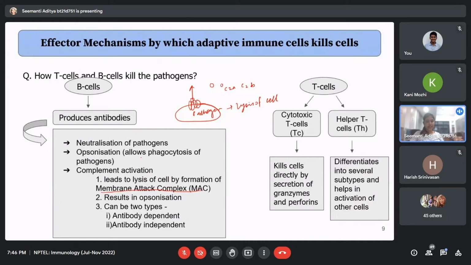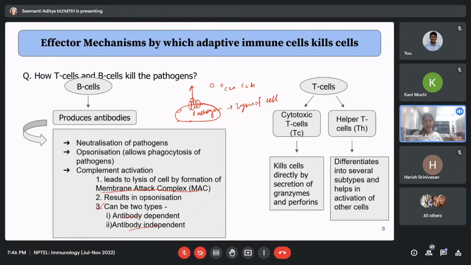Complement activation also results in opsonization. That is, complements can also bind to the surface of the pathogen and allow the macrophages to do their job. Complement activation can be of two types, antibody dependent and antibody independent. We'll discuss it later.